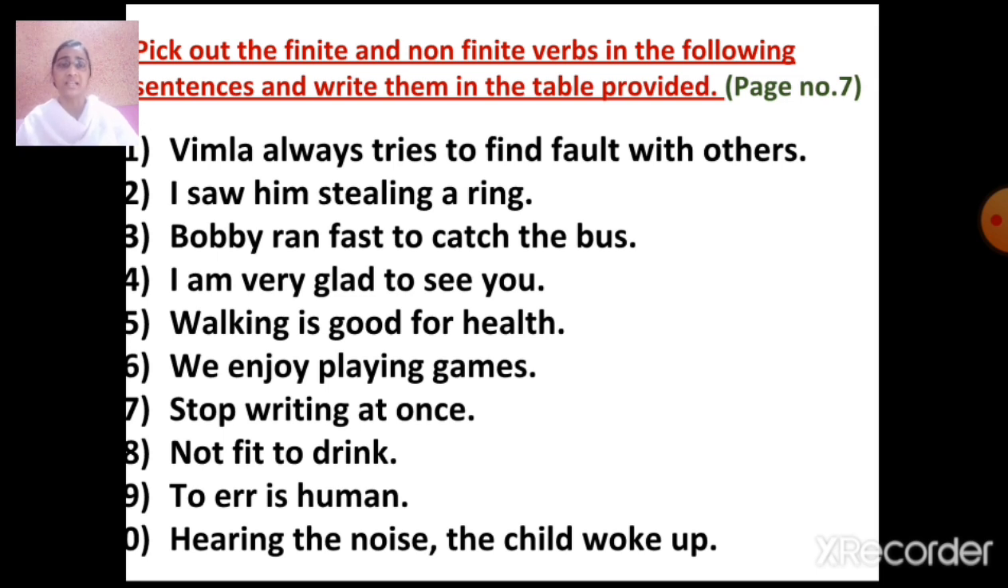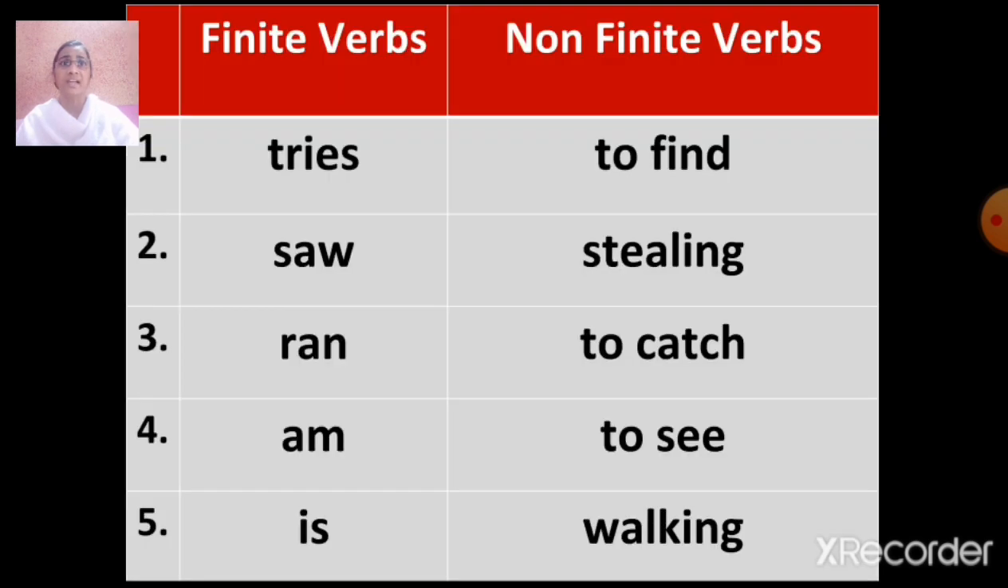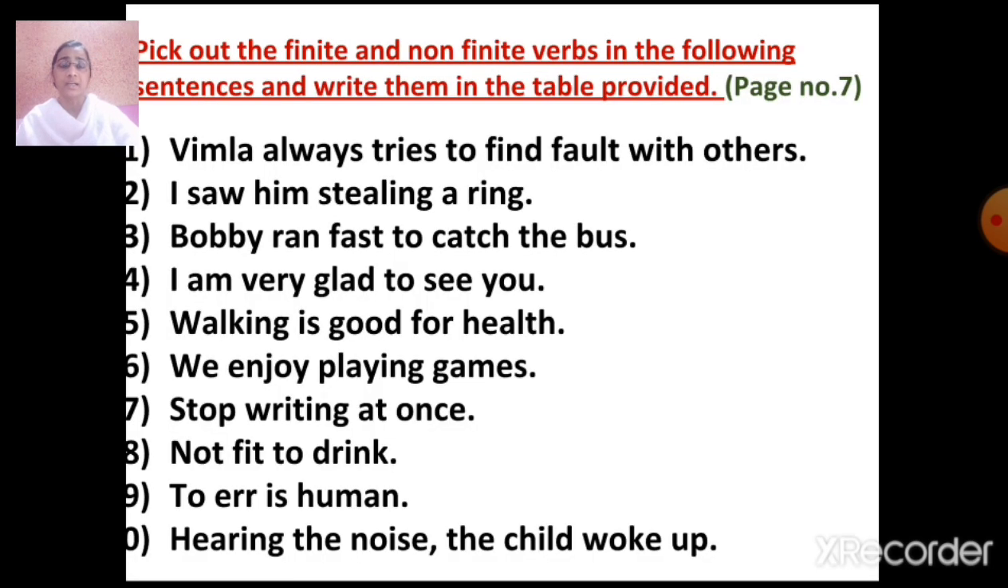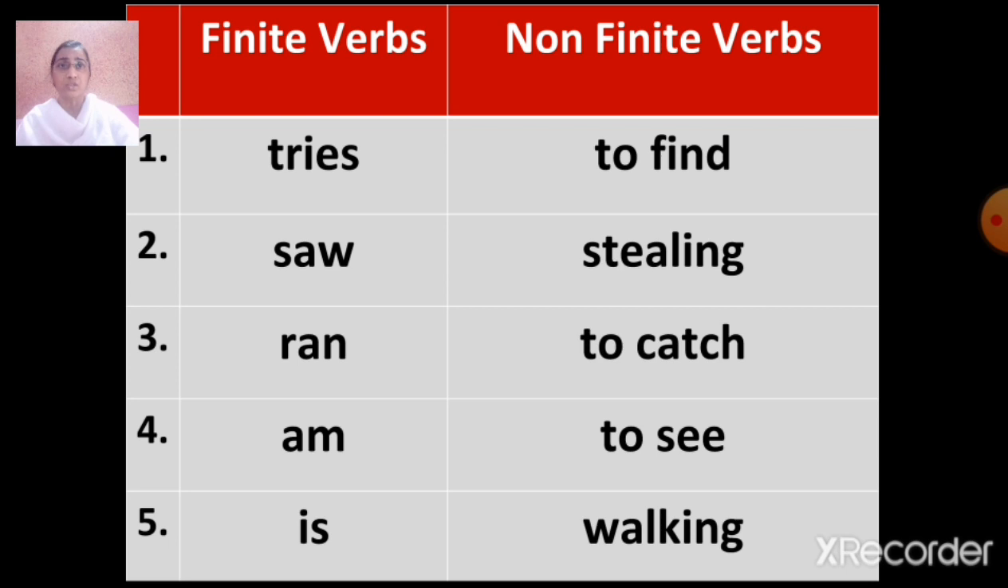Now the first sentence is, Wimla always tries to find fault with others. Now here the finite verb is tries and the non-finite verb is to find. The next sentence, I saw him stealing a ring. Now in this sentence, the finite verb is saw and the non-finite verb is stealing.